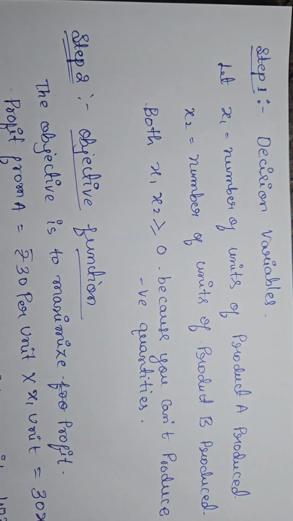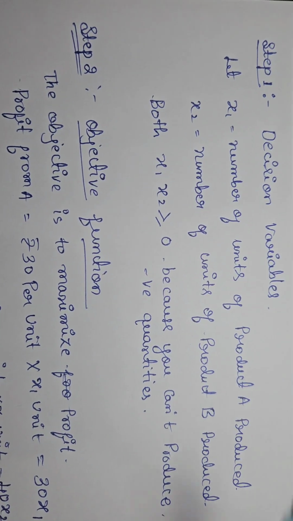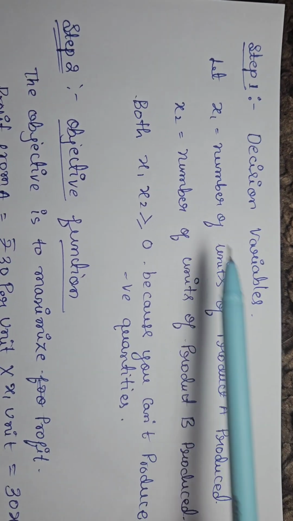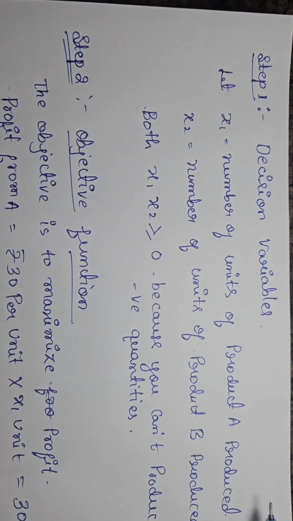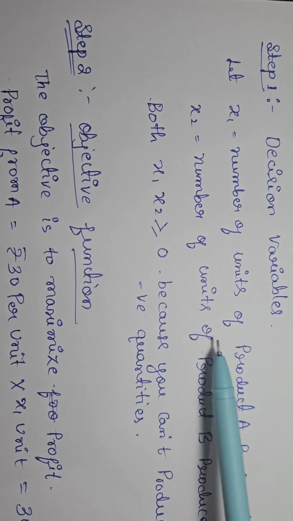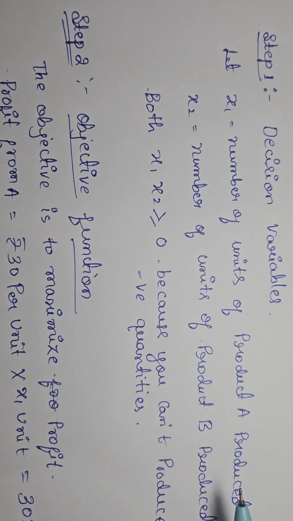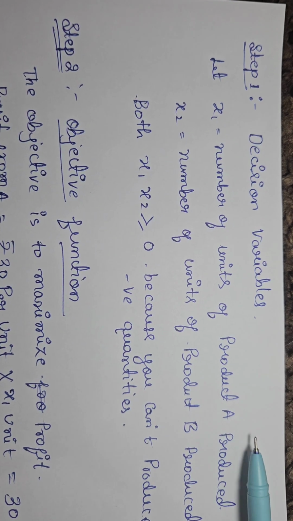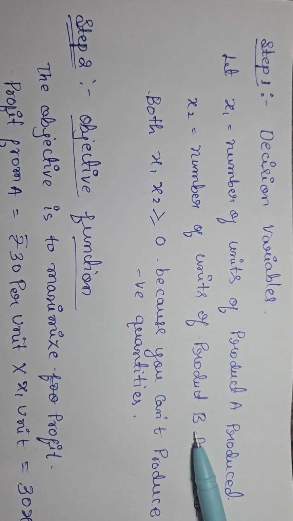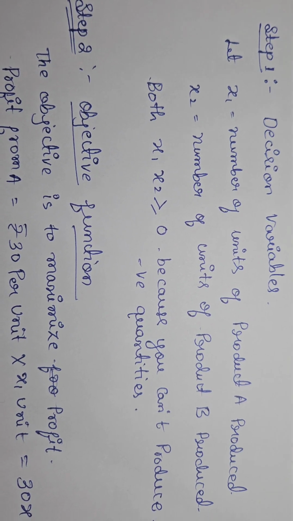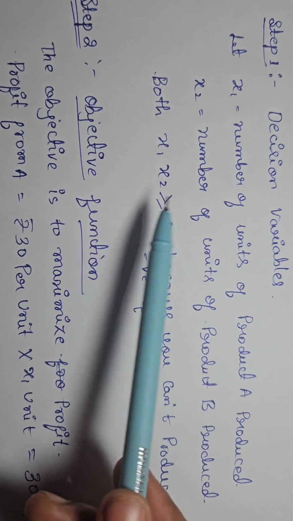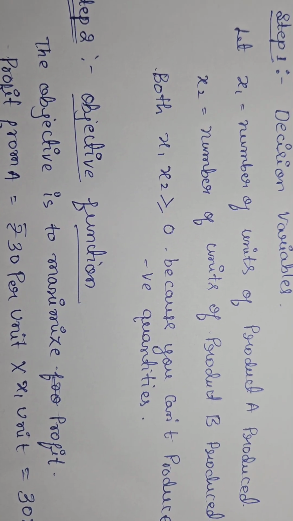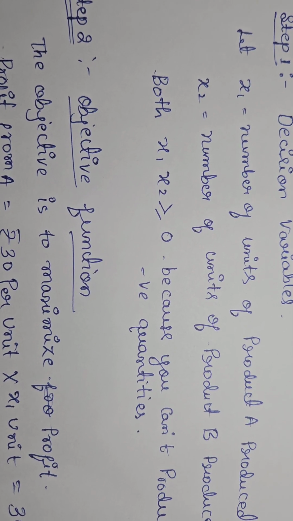First we need to find the decision variables. So how to find the decision variables? We need to consider x1 as the number of units of product A produced, x2 as the number of units of product B produced. Likewise, we need to write the decision variables. x1 is for product A, x2 for product B produced. So both x1 and x2 should be greater than or equal to 0. Why? You cannot produce negative quantities.